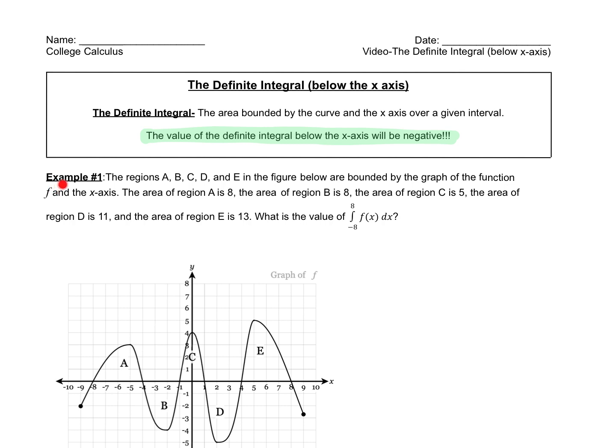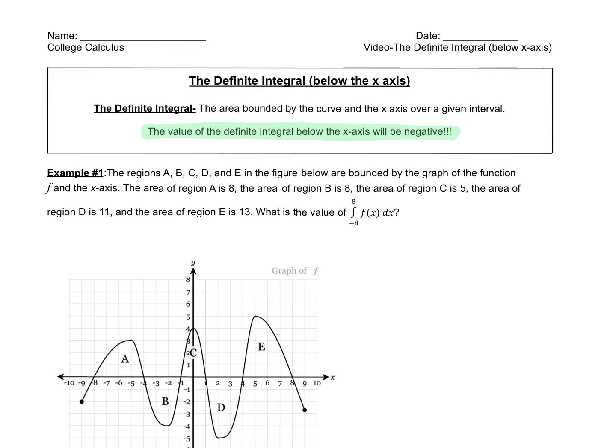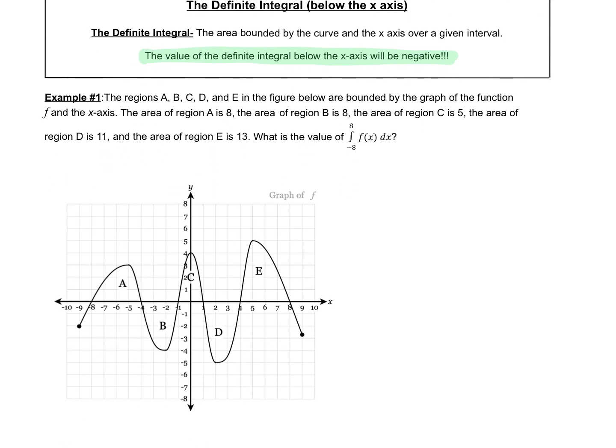So in example number one, we have a picture of a graph. Regions A, B, C, D, and E in the figure below are bounded by the graph of the function and the x-axis. The area of region A is 8. So I'm going to go ahead and label that. A is 8. The area of region B is also 8. The area of region C is 5. And the area of region D is 11. And the area of region E is 13.